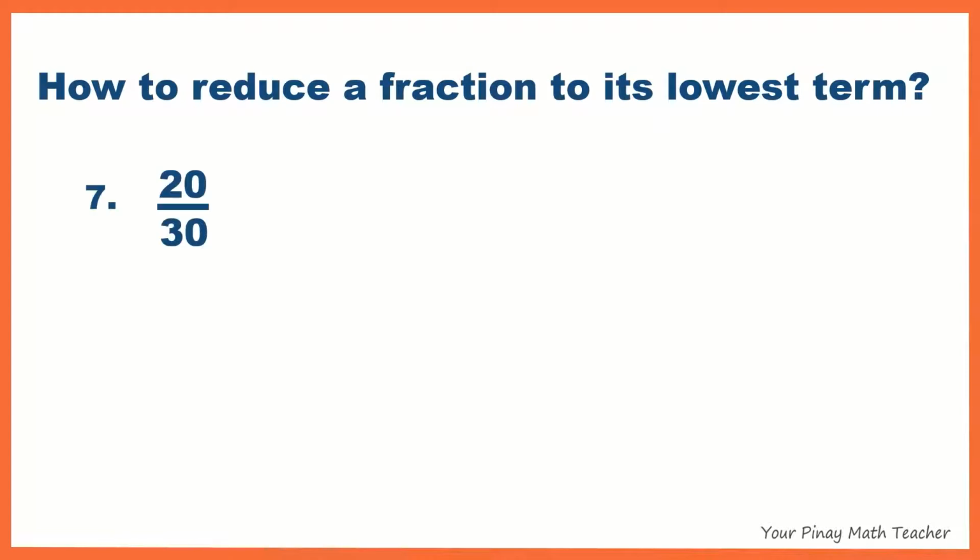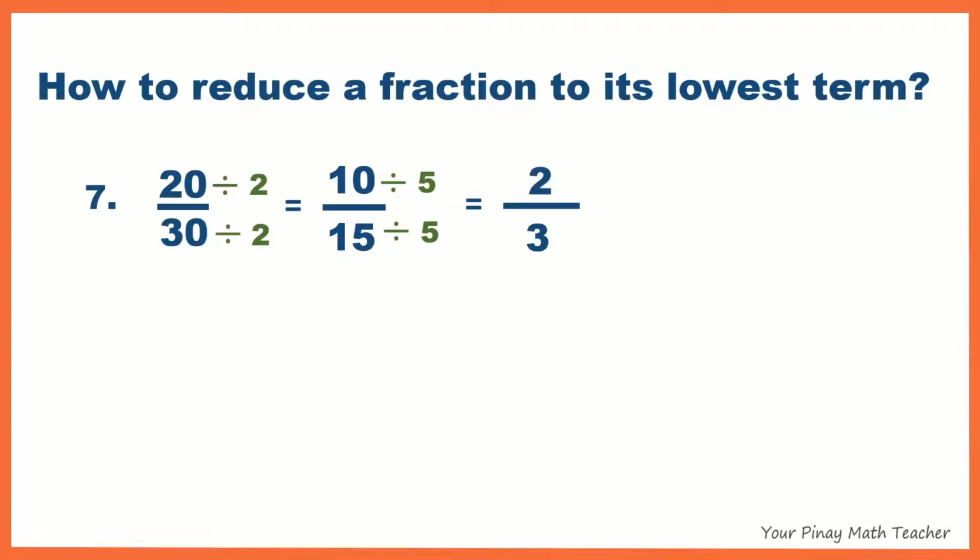Number 7, 20/30. In this fraction, I'll show you 3 ways to find its lowest term. First, I'll divide both by 2. So we get 10/15. Both numbers can be divided by 5. So the answer is 2/3. 2/3 cannot be divided anymore by any number except 1. Therefore, 2/3 is the lowest term of 20/30.